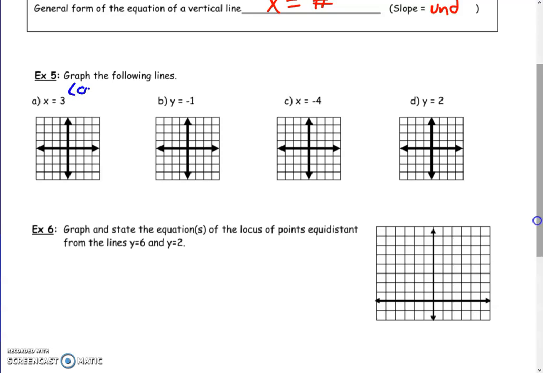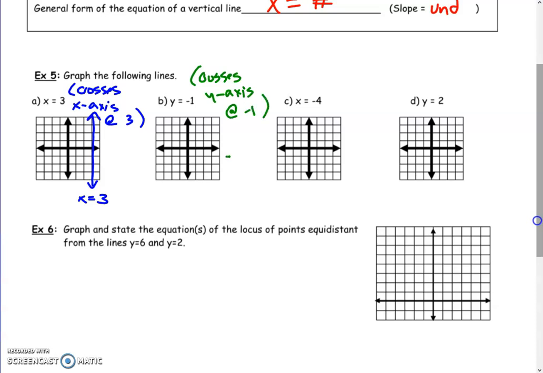X equals 3, remember, crosses the x-axis at 3. So here's my x-axis, crosses at 3. That right there is the line x equals 3. So when you hear x equals something, remember it crosses the x-axis at that number. That's how you remember that it's vertical. Then y equals -1, I remember, crosses the y-axis at -1. So where's my y-axis? Here's my y-axis, crosses that at -1. This is the line y equals -1.